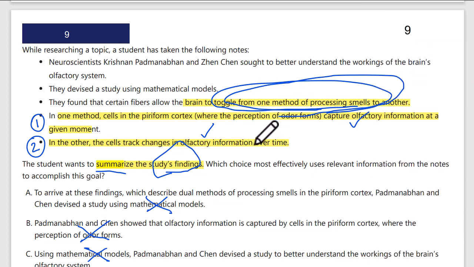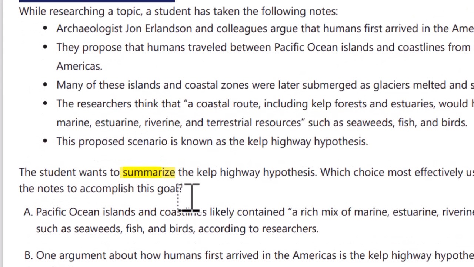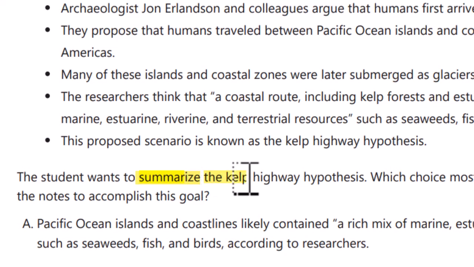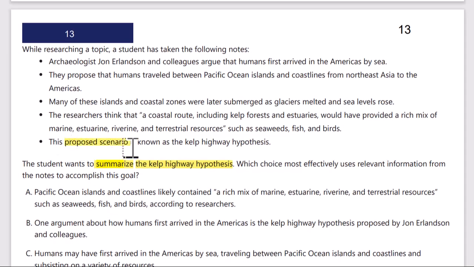What I'm talking about in this case is slightly different. It's a standalone summarize or overview prompt. In this case, the student wants to summarize something, and we want to identify what that something is. It's the Kelp Highway hypothesis in this case. Well, I can see right away that last bullet point, the proposed scenario is known as the Kelp Highway hypothesis. Of course, I have no idea what a Kelp Highway hypothesis is, so I probably want to see what that is defined as among the bullet points.